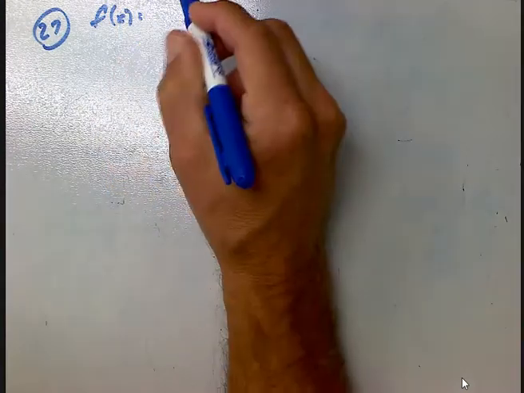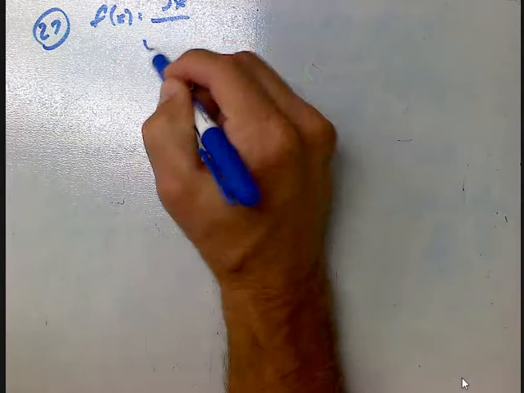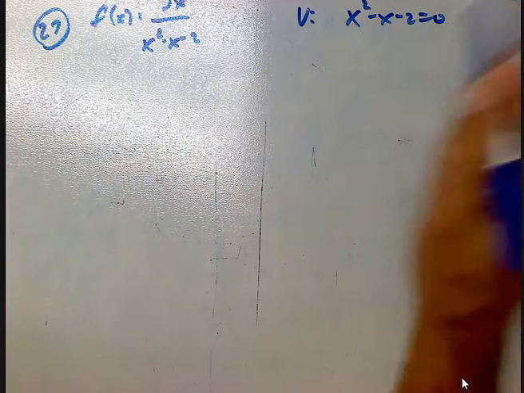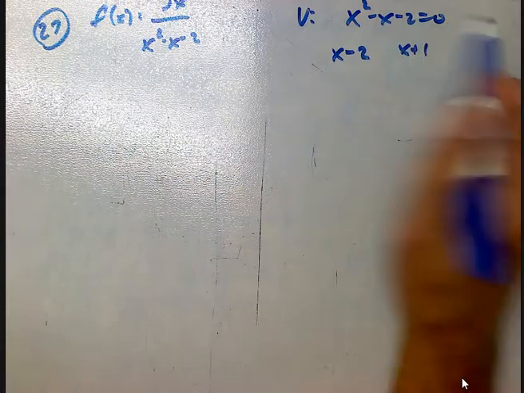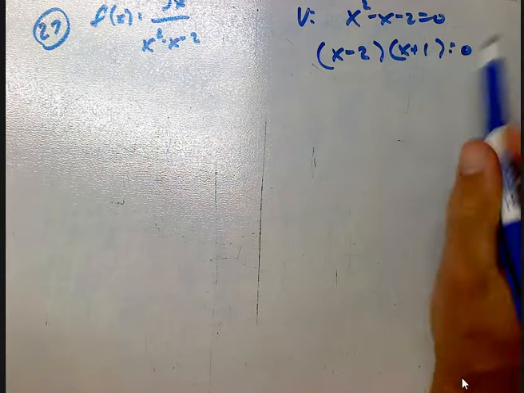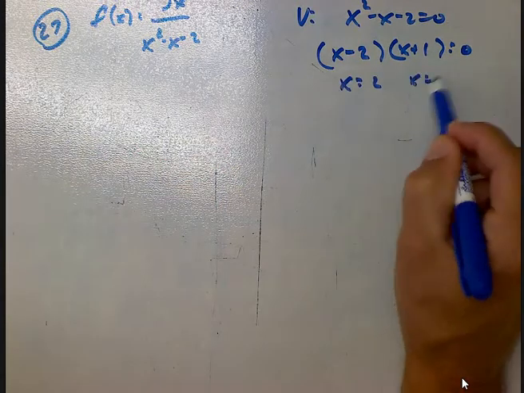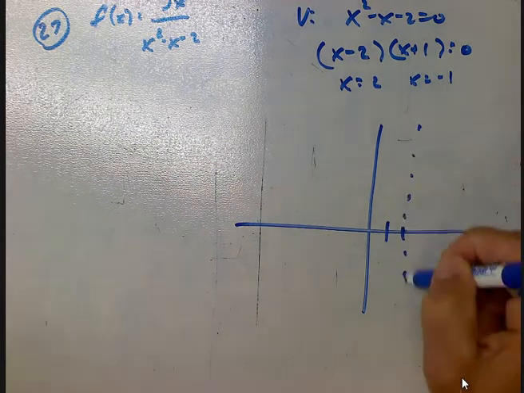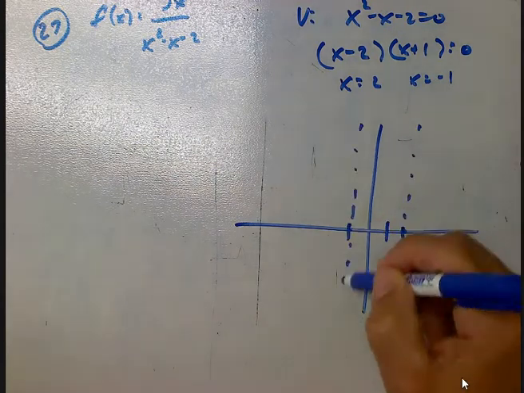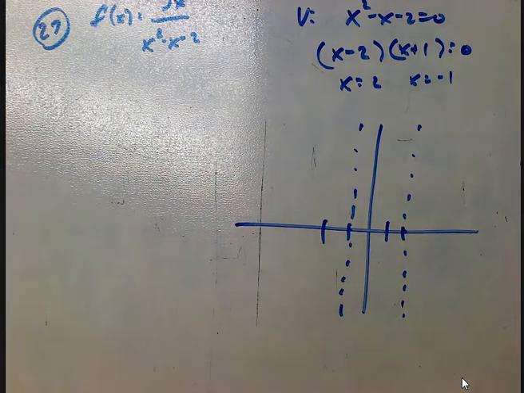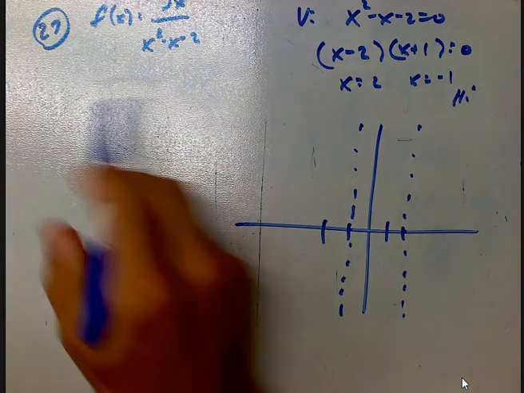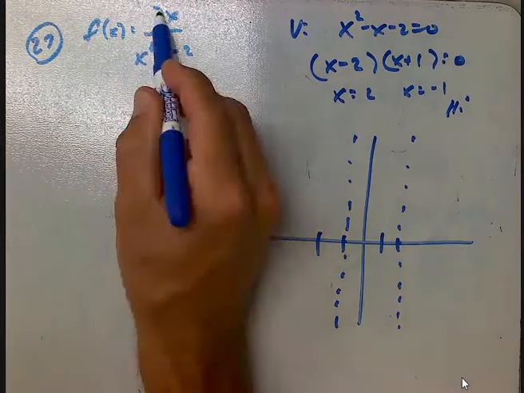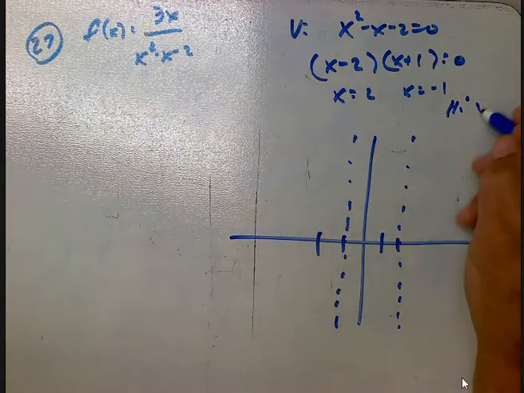All right, so for number 27, 3x over x squared minus x minus 2. My vertical asymptote: x squared minus x minus 2 equals 0. x minus 2, x plus 1 is how it factors. Set factors equal to 0. x is 2, x is negative 1. Then for the horizontal, we have top, x to the first, less than bottom, x squared. So that means y equals 0 for the horizontal asymptote.